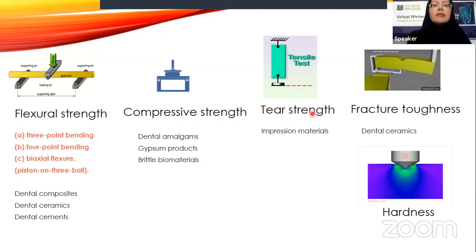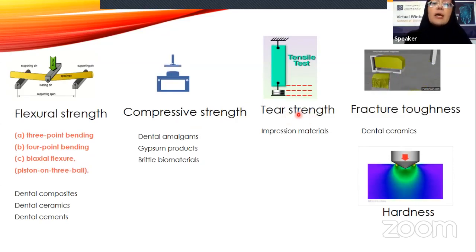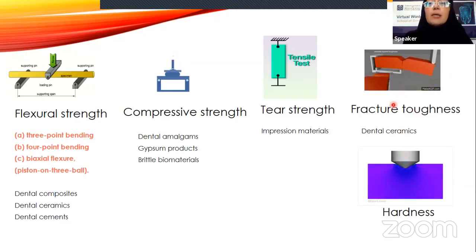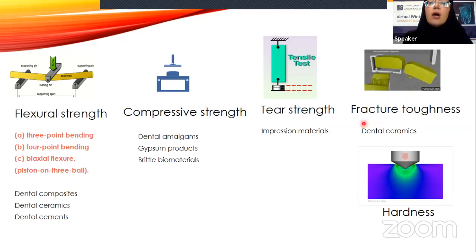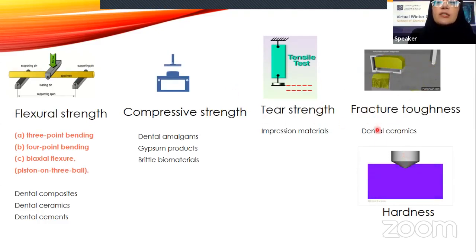The tensile strength test is a proper test method for evaluation of mechanical properties of rubbery materials like impression materials. Fracture toughness indicates that we prepare pre-notched samples before the test. Fracture toughness testing may be done for different materials like ceramic materials.